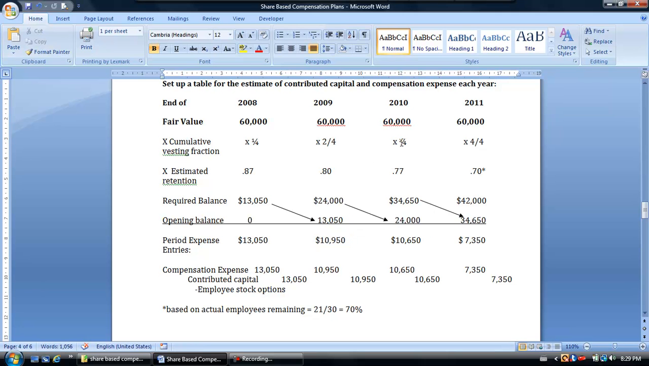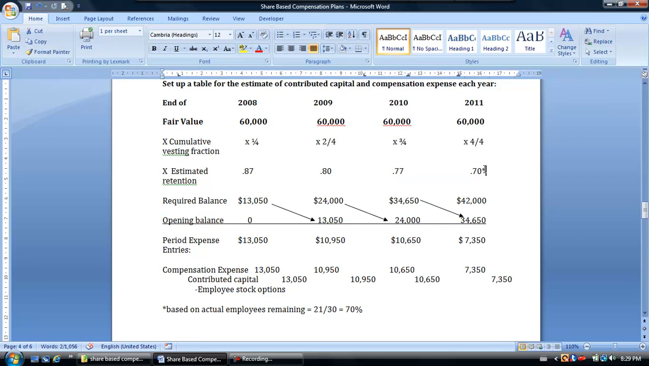Similarly, in 2010, we'd follow the same process, multiply these three numbers to get a required balance in the option account of $34,650. But don't forget, at the end of 2009, we already had $24,000 in it. So we're going to shore it up, or top it up, to get it to $34,650 through a $10,650 adjustment.